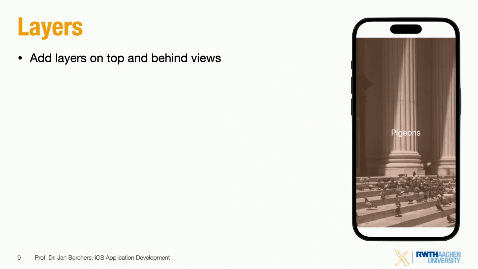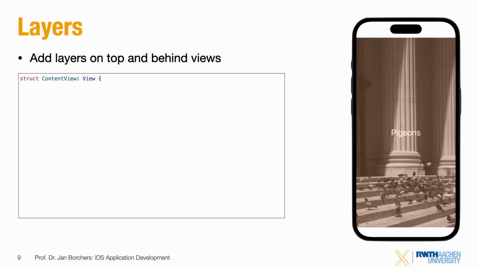Layers are another way to put stuff on top and behind views. So rather than Z-stack, you can also use layers, and they allow you to do interesting things. For example, if we have a content view that has an image in there with pigeons here, and then we give a couple modifiers. For example, we want this to use the maximum width of the device so that the image looks nicely, without any borders. That's a very common immersive view of media on the iPhone.